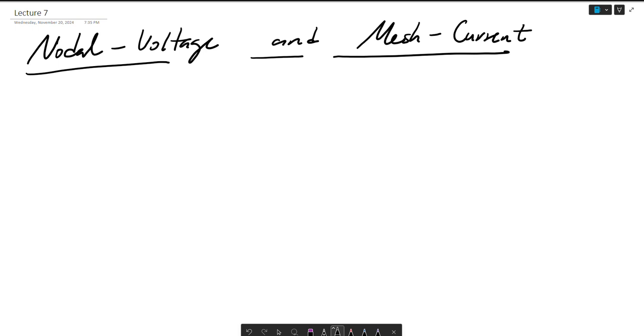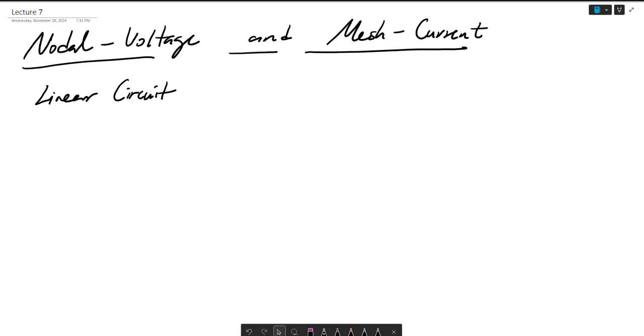My name is Professor Govalla, and today I am going to be talking to you about nodal voltage and mesh current analysis methods. To begin, we want to first talk about what a linear circuit is. And essentially, a linear circuit is a circuit composed entirely of independent sources and linear elements.